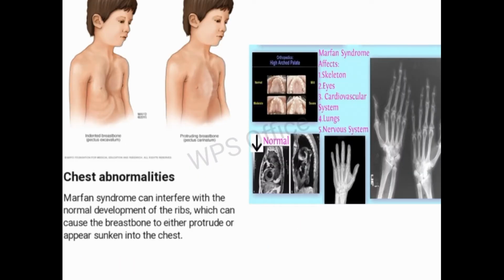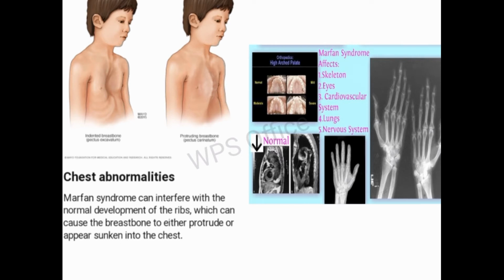It can also cause chest abnormalities in a person suffering from Marfan syndrome. Marfan syndrome can interfere with the normal development of the ribs, which can cause the breastbone to either protrude, which means extending beyond the original surface present in a normal chest cavity, or appear sunken in the chest. Sunken means a concave shape.